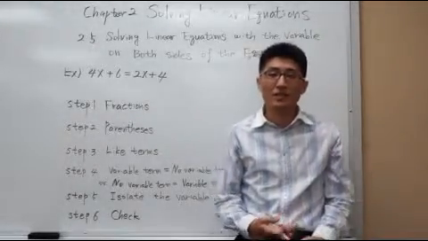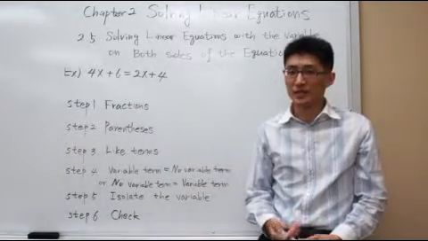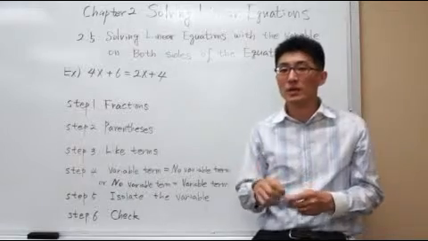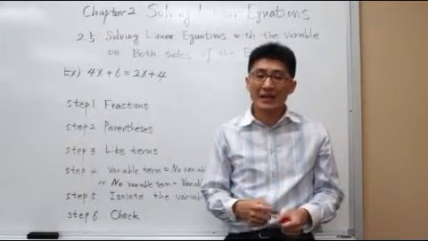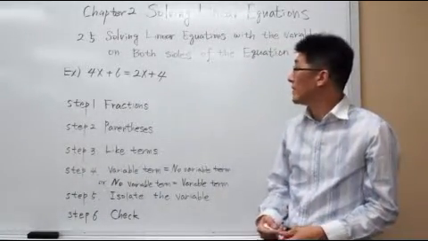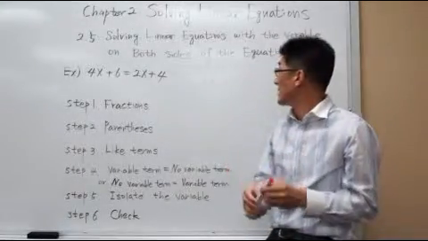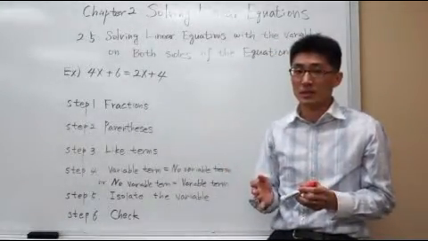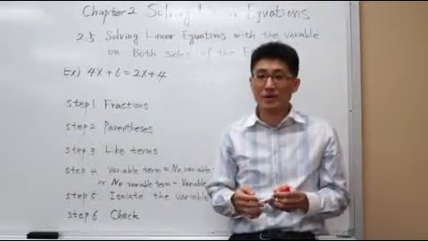Last week, I talked about section 2.4, linear equations with a variable on only one side of the equation. Today, I'm going to talk about section 2.5, solving linear equations with a variable on both sides of the equation. This section consists of three parts.